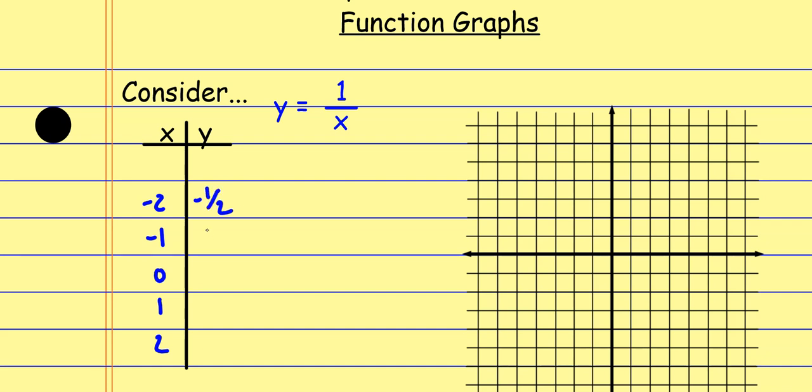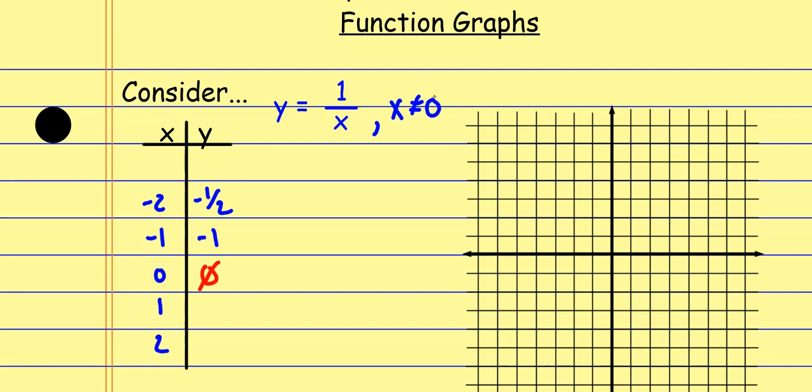If I plug a -1 in there, that's a -1. If I plug a 0 in there, that's impossible. I can't do that. That's undefined. Remember, that's one of our domain restrictions. If we were coming up with the domain, we would say x can't equal 0 because that would make the denominator 0. That's something we're familiar with. It should make sense to us that 0 doesn't work.